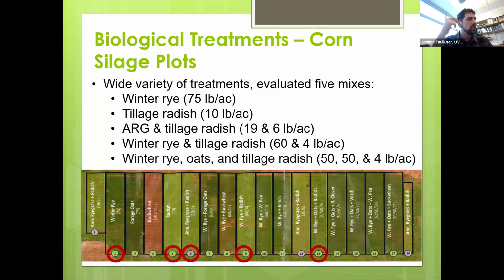Annual ryegrass, there's been some research looking at the penetration force of roots, and annual ryegrass rates really high up there in its ability to puncture through wax plates. So we thought that might be very effective at moving through compacted soils. We also had a mix of winter rye and tillage radish, and winter rye, oats, and tillage radish. I'm just circling the ones there at the bottom.